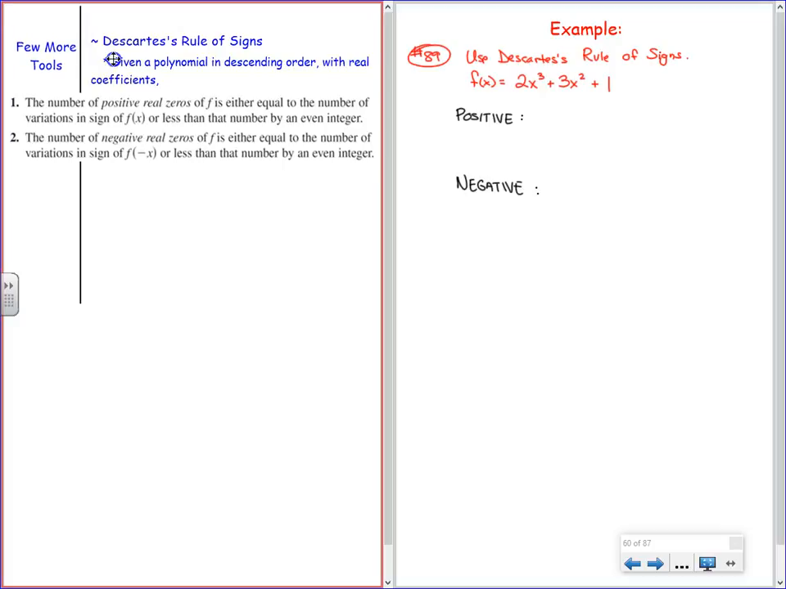Descartes' rule of signs. Snazzy guy, Descartes. He's a philosopher, he's a mathematician. He was the one that figured out the whole XY axis thing as a nice way of showing something's position with a horizontal and vertical. Smart guy.